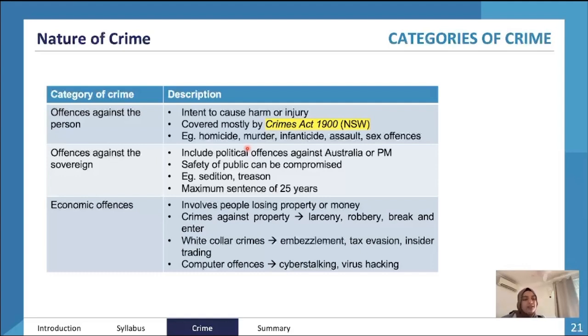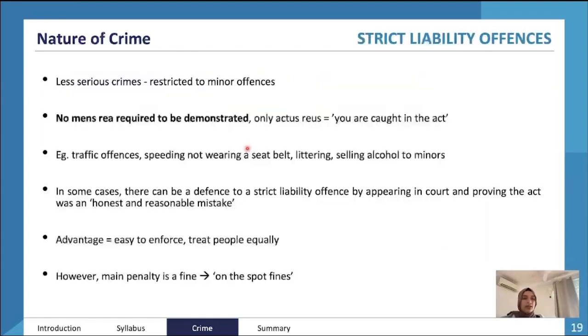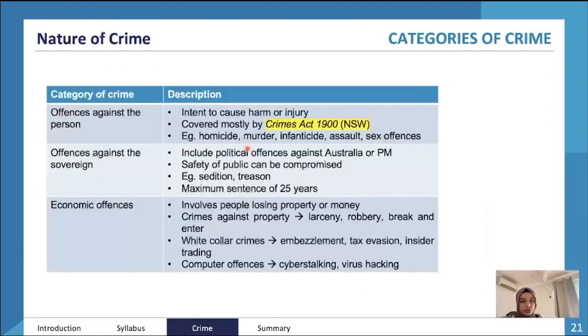Again, I feel like most of these are pretty self-explanatory. Just make sure that you know a couple of examples of them and you actually know the categories of crime, which is all of these listed here. Again, these are normally asked in your multiple choice section. I don't really see them come up in many crime essays, but just make sure that you know it, just in case. But regardless, I don't think the first section really comes up in the essay. It's normally the latter sections that do.